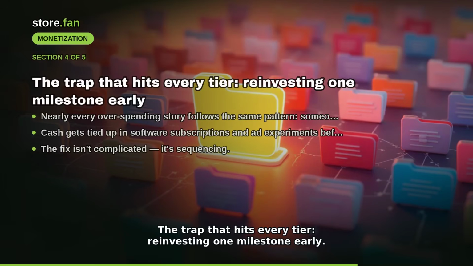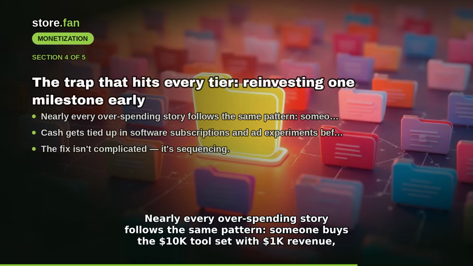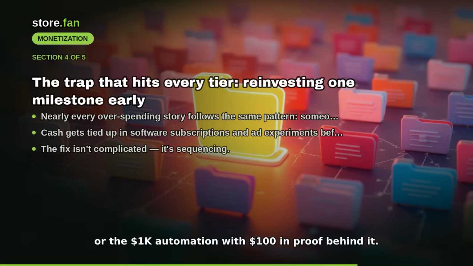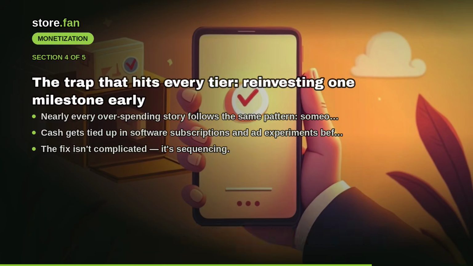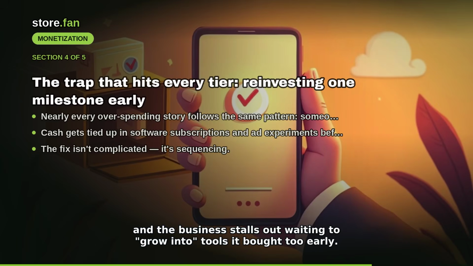The trap that hits every tier: reinvesting one milestone early. Nearly every overspending story follows the same pattern. Someone buys the 10K tool set with 1K revenue, or the 1K automation with $100 in proof behind it. Cash gets tied up in software subscriptions and ad experiments before there's a repeatable sale to scale, and the business stalls out waiting to grow into tools it bought too early.